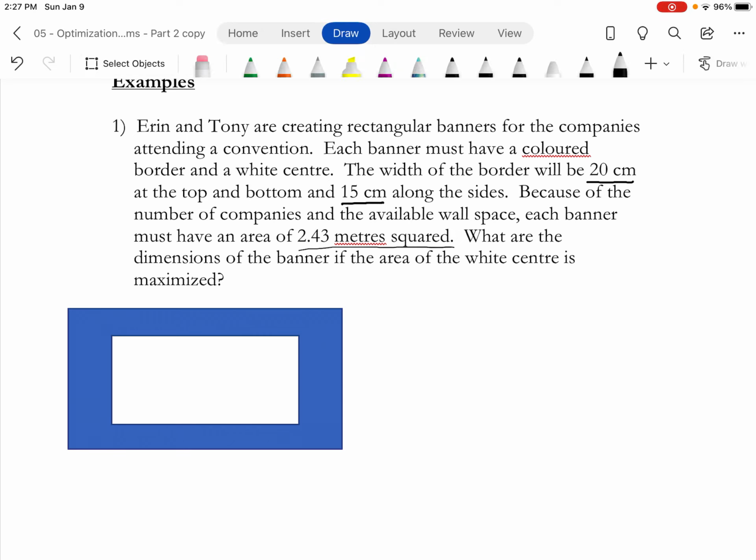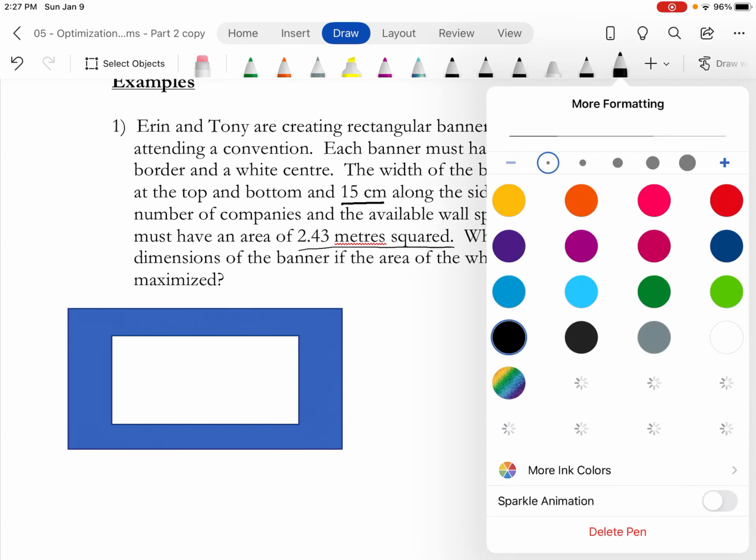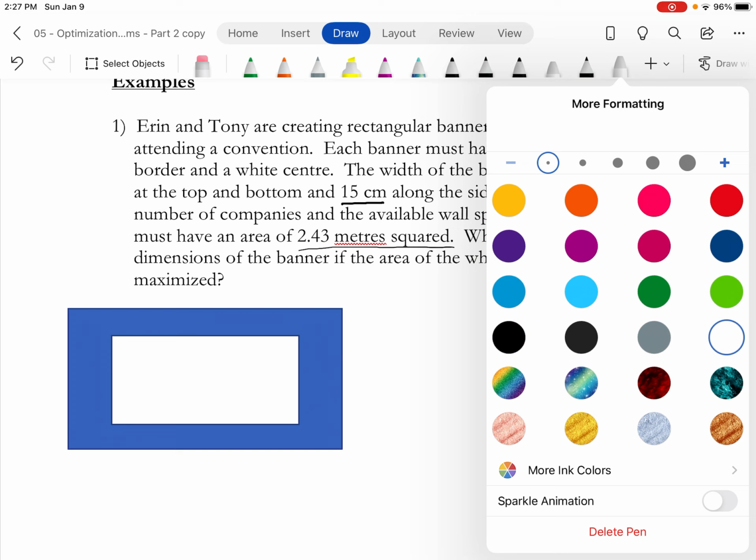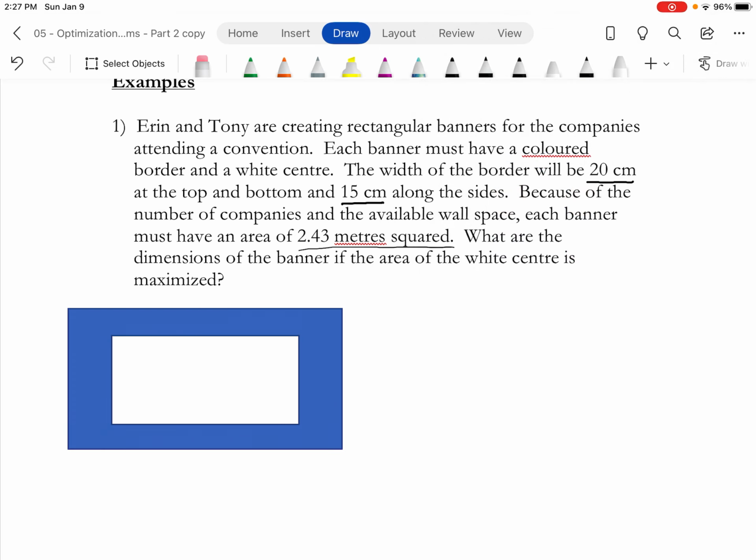I'm going to go back to here, and the first thing I'm going to do is write on here these measurements. They said, okay, so the width of the border will be 20 centimeters at the top and bottom, which doesn't really match up with how I did it here, but that's okay. 20 centimeters here, the top and bottom will be 20 centimeters. And I'm really being careful with the units. You see, I'm writing the units on there. And then 15 centimeters along the sides here. So 15 centimeters along the sides here.